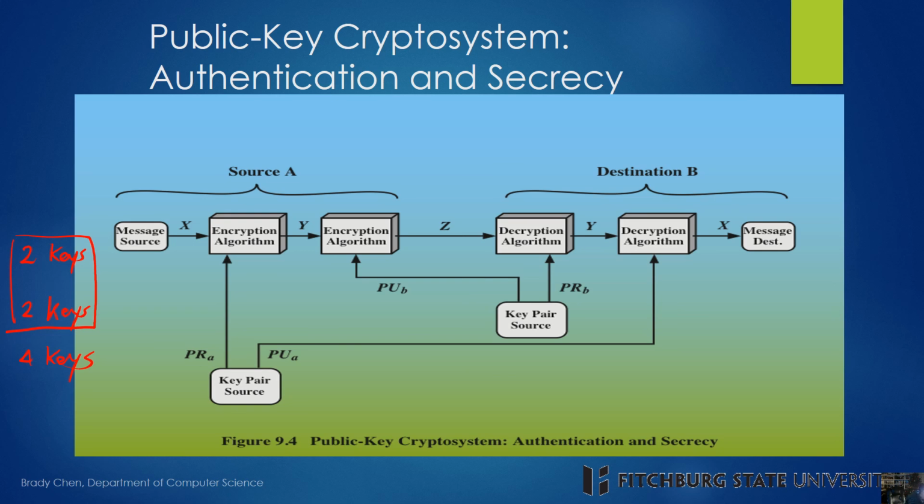So the source A, or the sender A, is going to create its own pair of keys. One is the public key of A. The other one is the private key of A. Now on the receiving side, the receiver also needs to create a pair of keys. One is the public key of B, and the other is the private key of B.